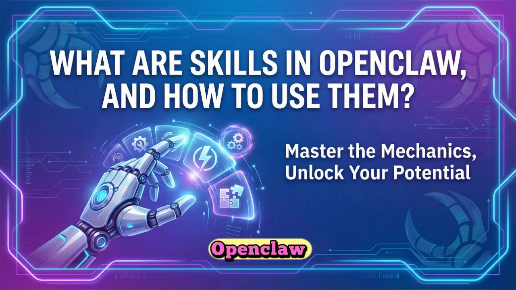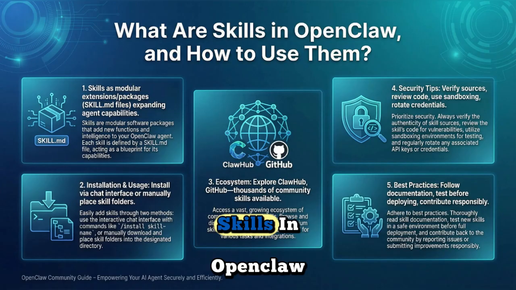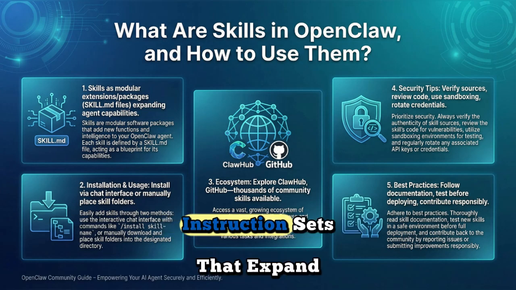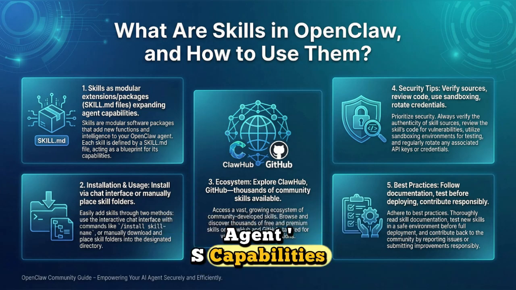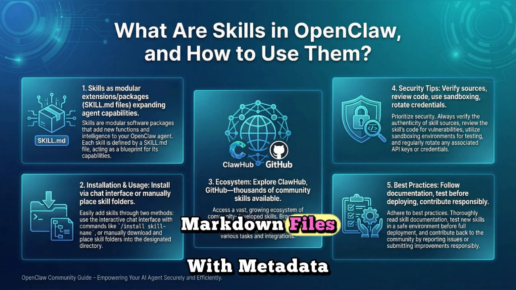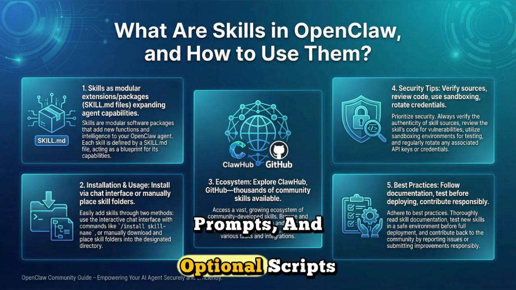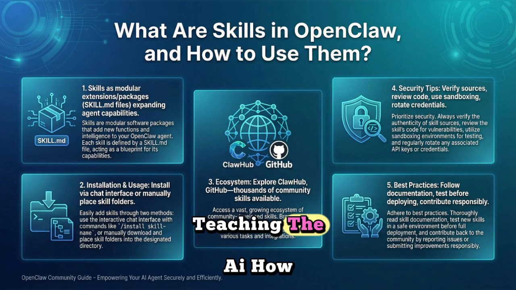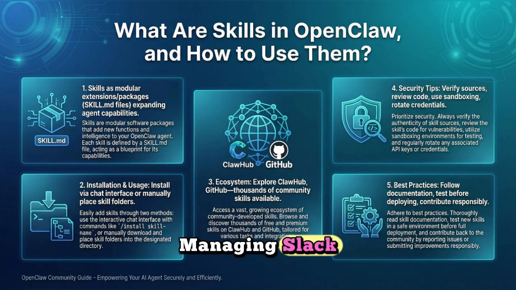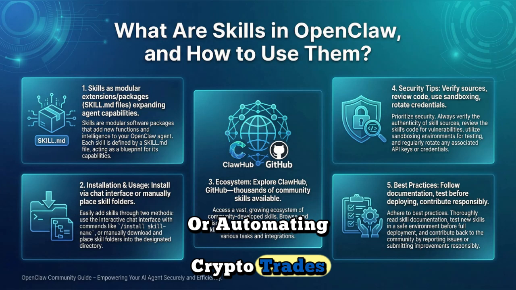What are skills in OpenClaw and how to use them? Skills in OpenClaw are modular extensions, essentially packages or instruction sets that expand the agent's capabilities beyond its core functions. They are often markdown files with metadata, prompts, and optional scripts, teaching the AI how to perform specific tasks like integrating with GitHub, managing Slack, or automating crypto trades.